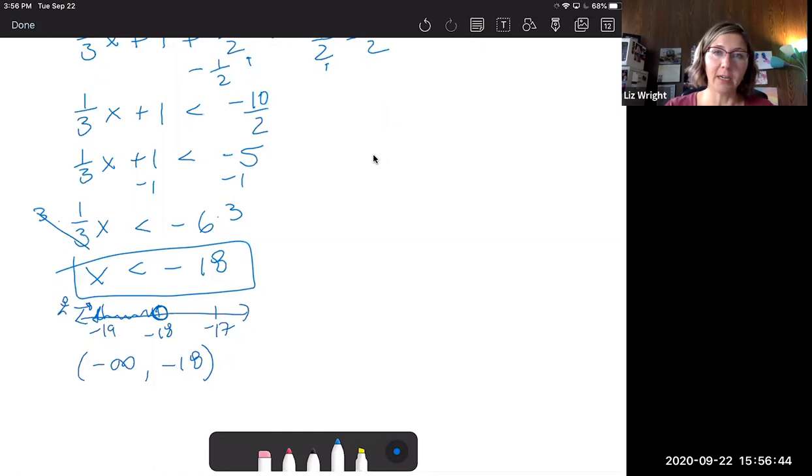And we always put parentheses around the infinities, whether they're positive or negative. And then it goes up to negative 18, and it is a parentheses around the negative 18 because it's an open circle and our critical value is not included in the solution set because it's a less than inequality. So we've got a strict inequality there.